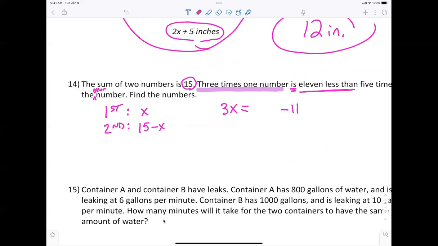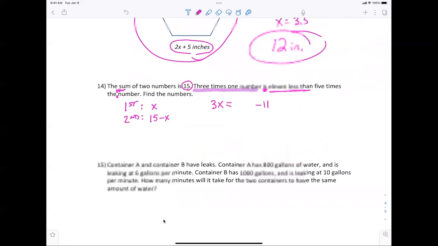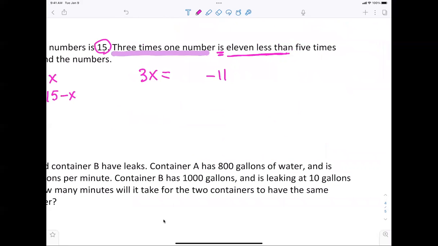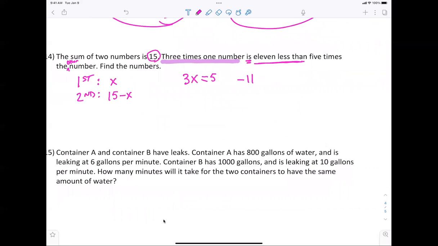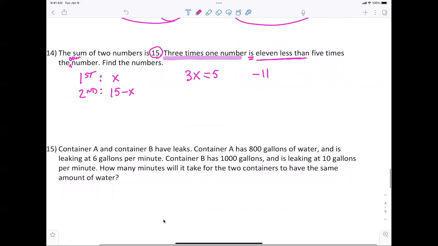Wait, you zoom out a little bit more. 11 less than 5 times what? So what is the other number now? X. Somebody help him. Yeah, the other number is 15 minus x. Does that make sense, right? Does it matter if you put 15 minus x first or x second? No, it doesn't.